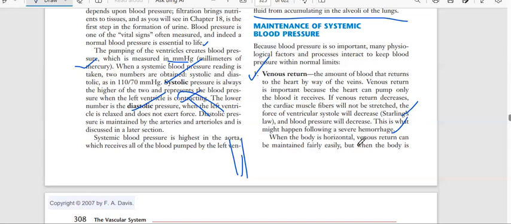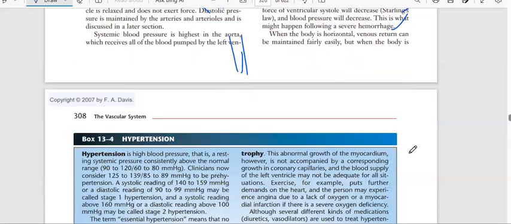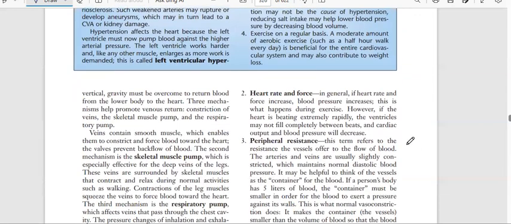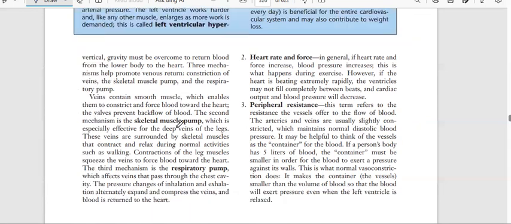When the body is horizontal, venous return can be maintained fairly easily. But when the body is vertical, gravity must be overcome to return blood from the body to the heart. Three mechanisms help promote venous return: constriction of veins, the skeletal muscle pump, and the respiratory pump. So when we are in a sleeping position, it is very easy to return the blood. But when you are in a standing position, what will happen?